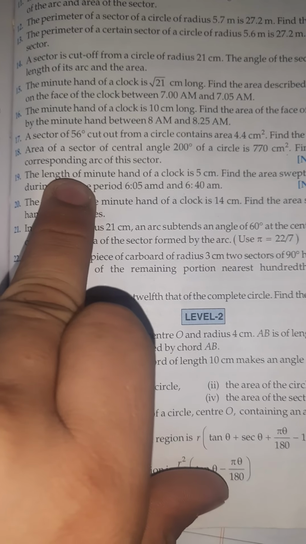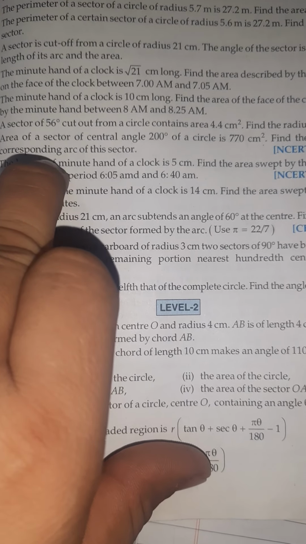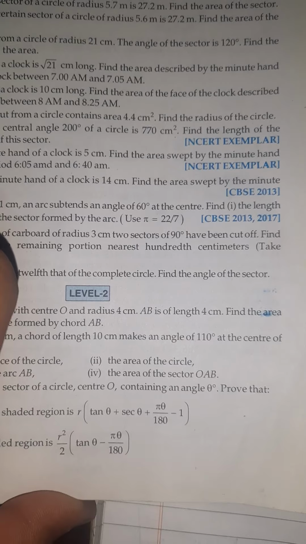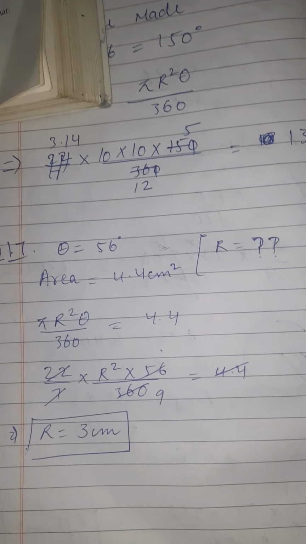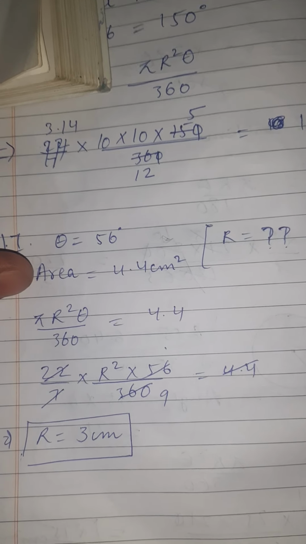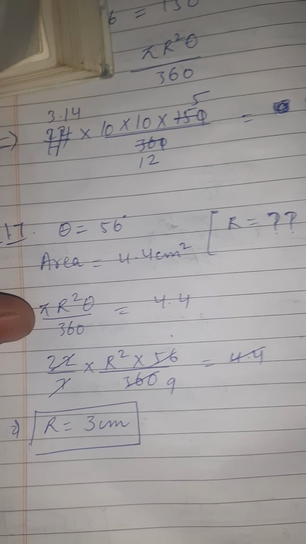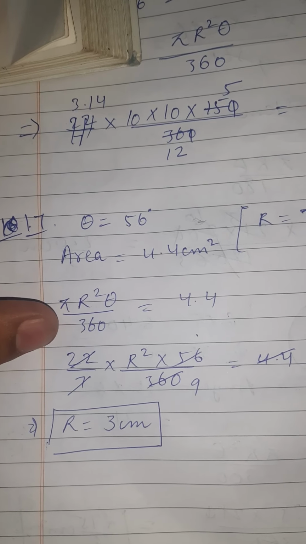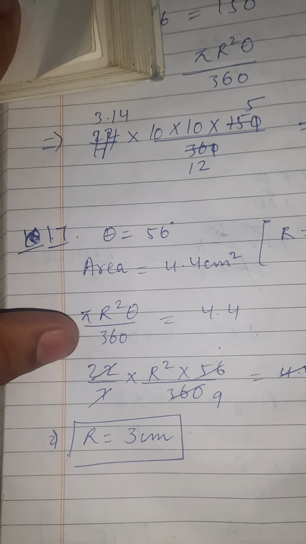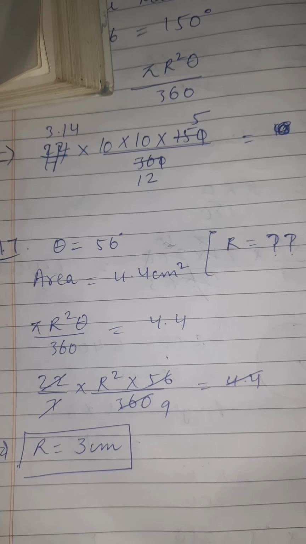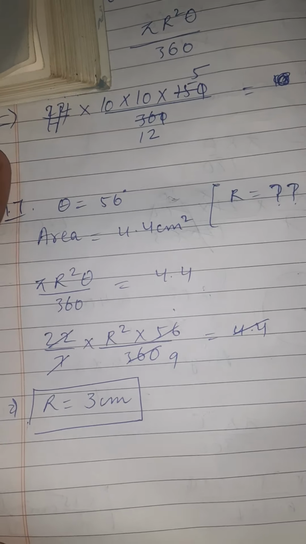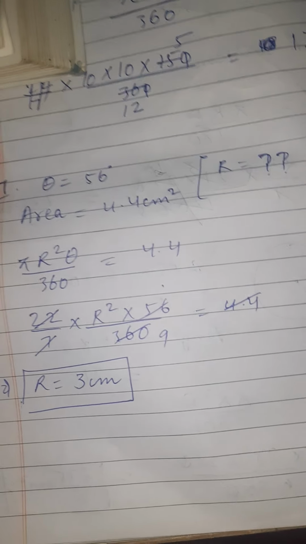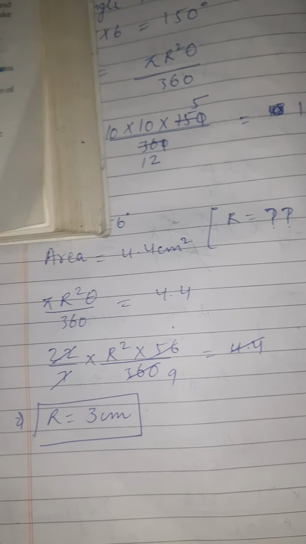In question number 17, we are given that a sector of 56 degrees cut out from a circle contains an area of 4.4 centimeters square. Then we need to find the radius of the circle here. So we were provided with theta and area. As we know, the formula of area is pi r square theta upon 360, and the only term missing here is r. So this means that we can find out the value of radius from here by just putting it equal to the 4.4 as given in the question. We can just cancel out the terms and calculate the value of r, which will come out to be 3 centimeters. 3 centimeters is the value of radius.